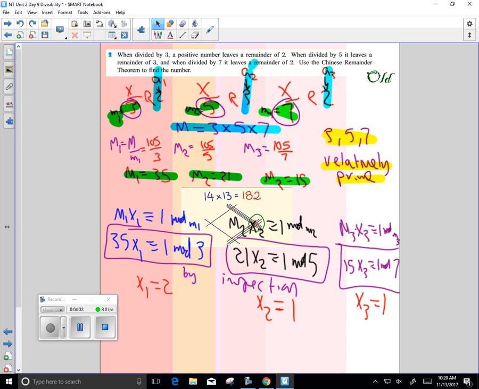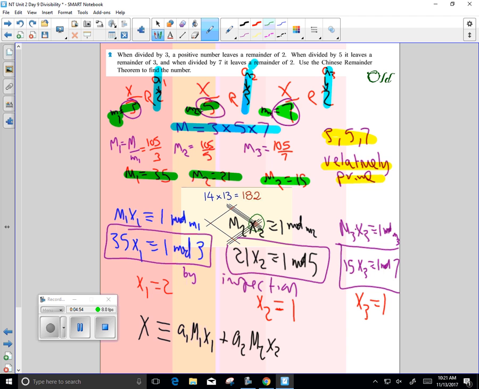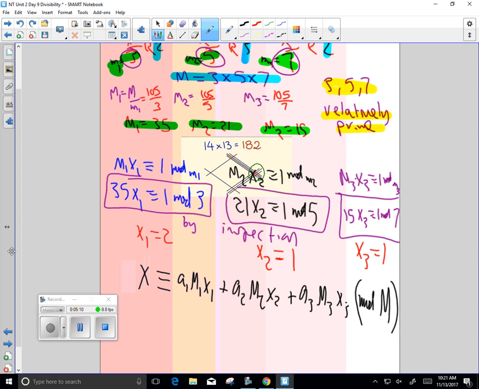Okay, so I'm going to write the formula out, and then we'll crank this out. So your x is going to be congruent to, you ready? a1 m1 x1 plus a2 m2 x2 plus a3 m3 x3 mod capital M, or 105. So now we're ready to plunk these in.